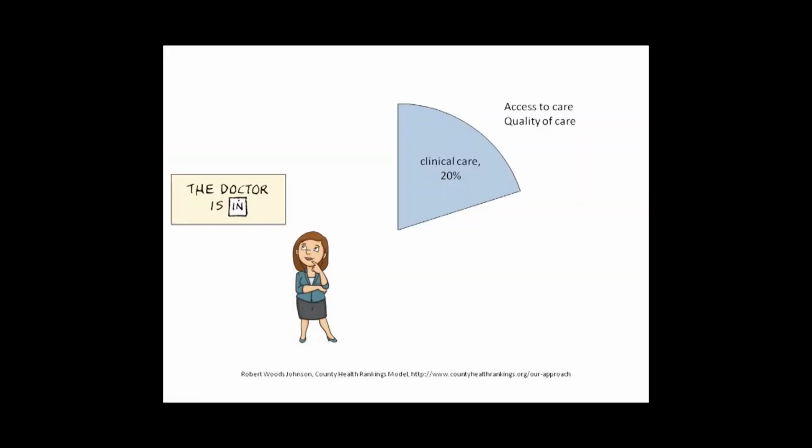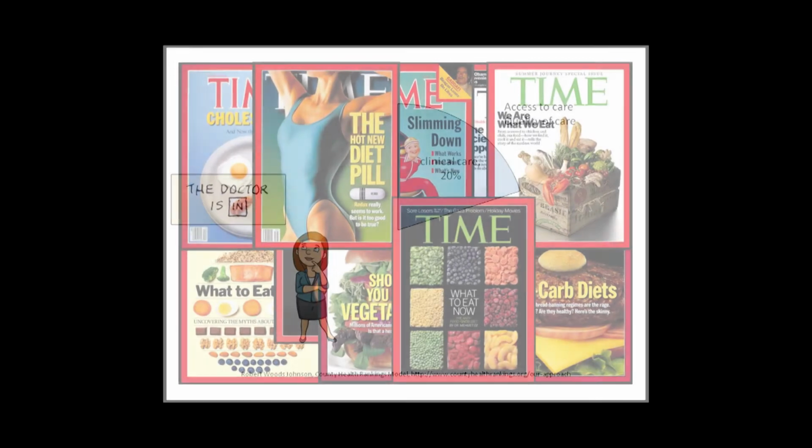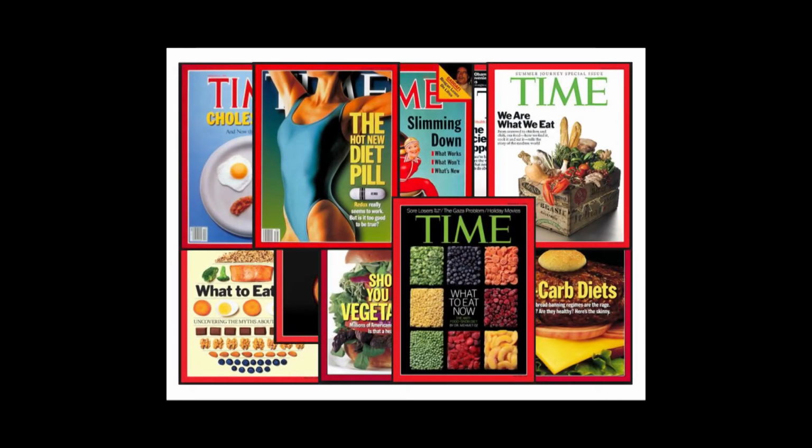According to the Robert Wood Johnson model, health care accounts for 20% of our health status. Now you'll remember that Daisy has good health insurance and access to the care she needs. So for her, the doctor is in. She has that 20% covered. What else is there? Well, one thing that leaps to mind is food. We are acutely aware that what we put into our bodies affects our health, and we're obsessed with the latest diet news.